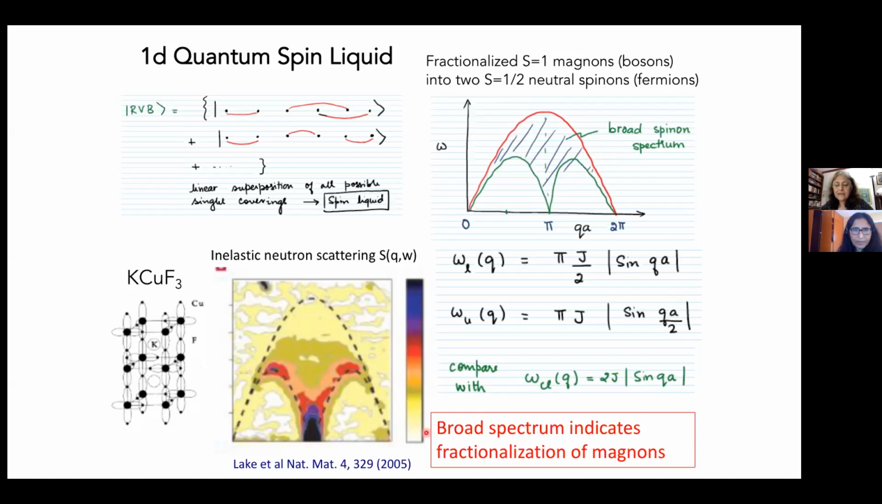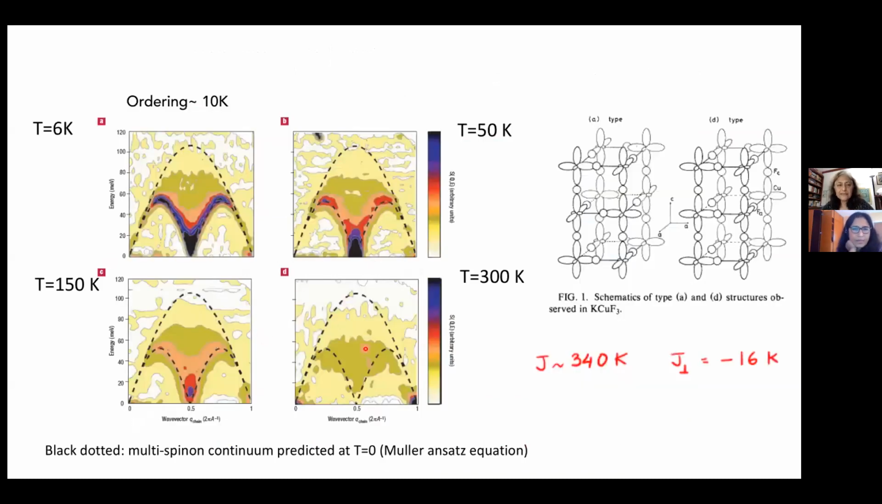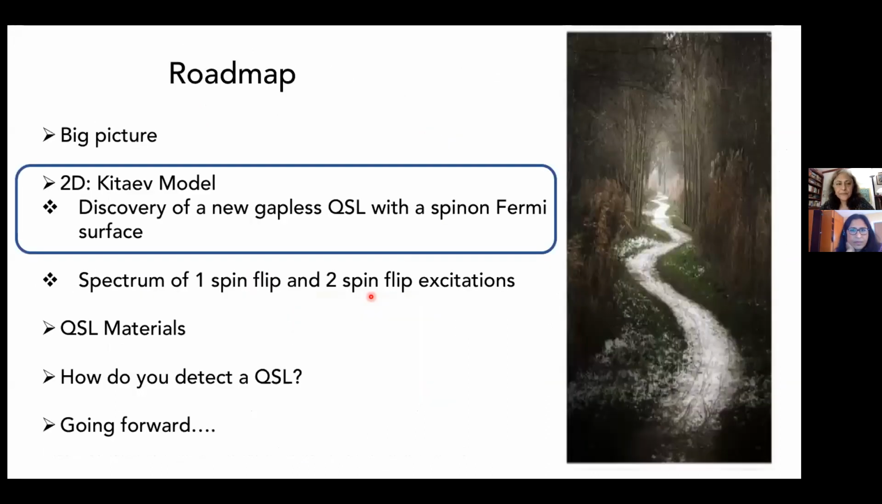And this is inelastic neutron scattering data, which basically you can see such a system has some weak inter-channel coupling or inter-tube coupling, and that leads to ordering at 10 Kelvin. But even if you look at temperatures much above that, you continue to see this very large continuum in the spectrum, which is indicative that you have spin liquid physics extending way above zero temperature.